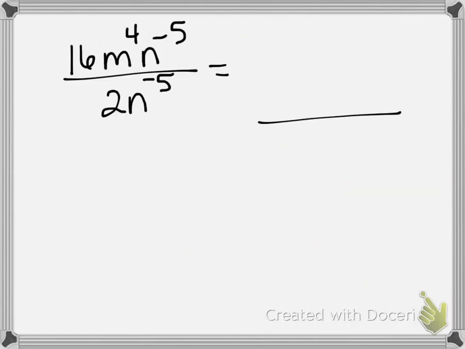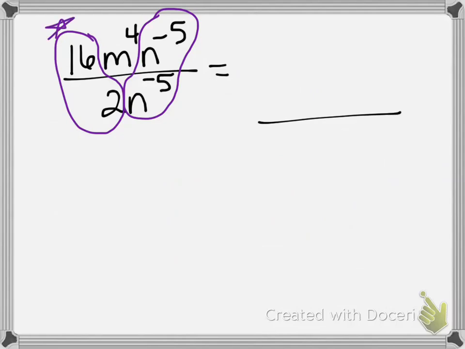So in this next example, I'm looking at several different things together. The first thing is I'm kind of going to group some things. So 16 divided by 2, and I have m to the 4th, and I have n to the negative 5th divided by n to the negative 5th. So keep in mind that numbers, like 16 divided by 2, numbers are still numbers. So 16 divided by 2 is still 8. I don't have to subtract. There's not any special thing there. It's just a normal number. M to the 4th has nothing to combine with, so it just stays m to the 4th.